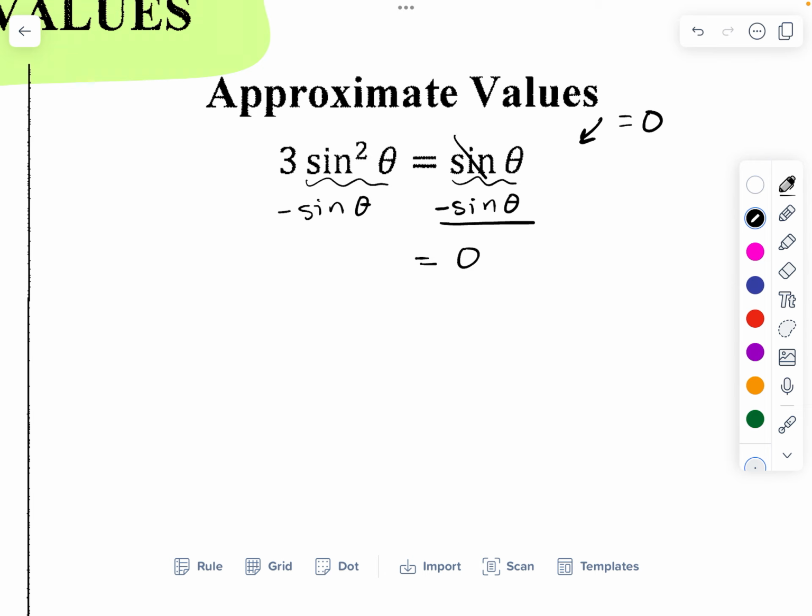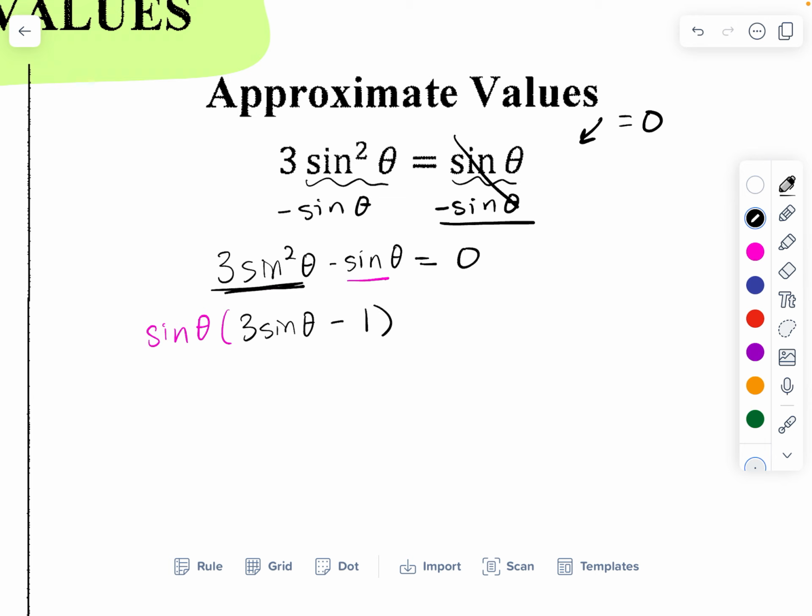So I'm going to subtract sine theta from both sides. So we've got 0 on the right side of the equation, equals 3 sine squared theta minus sine theta. You could use u substitution to make it simpler, but I can also recognize that I see sine theta in both of these. This is going to be your greatest common factor. So sine theta times 3 sine theta would give me back 3 sine squared theta, minus 1 would give me back that sine theta.